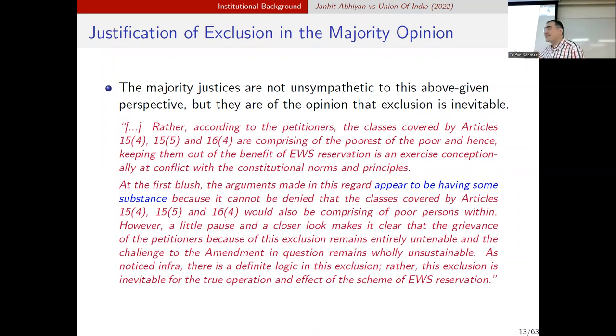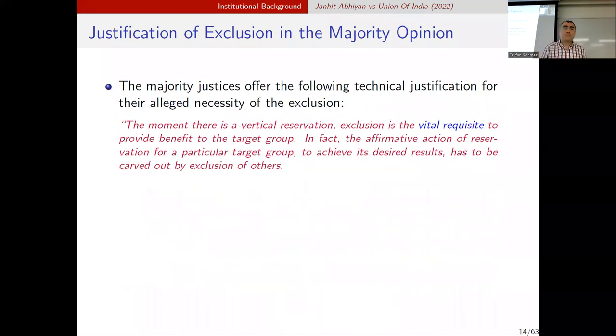So basically what they are saying is, this exclusion was made out of necessity, for otherwise EWS reservation wouldn't do its purpose. Okay, that's what they are claiming. Now, why do they make this argument? So why do majority justices think like that?